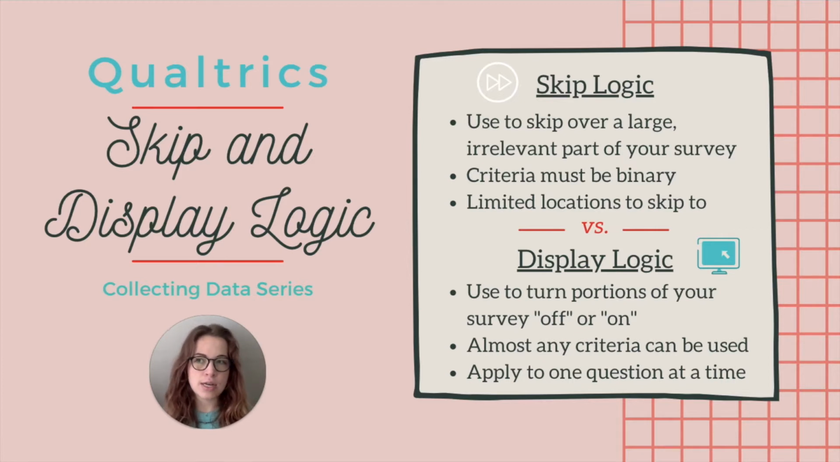For each question, you can decide to display it based on participants' responses previously in the survey, or even based on other data like embedded data. You can create complex logic to determine whether or not someone is displayed a question, and it's best for when you want to have much more control. You can only apply display logic to one question at a time, so it's best for fine-tuning your survey and not for skipping large sections.